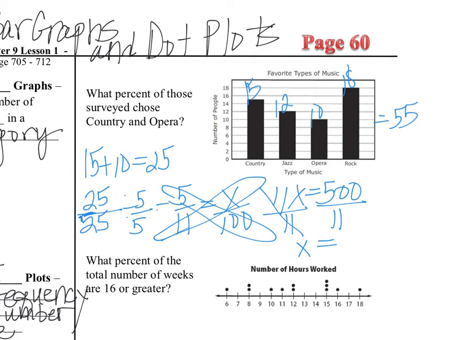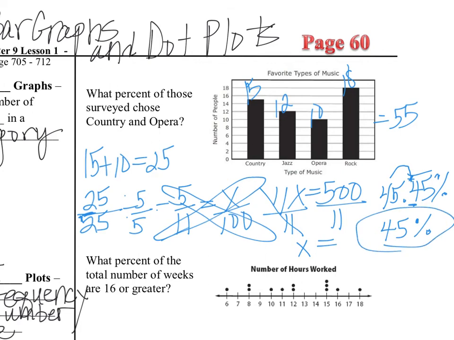That is correct. It comes out to be 45, and the 45 repeats, 45%. If you were going to change that to the nearest whole percent, the 4 would tell that 5 to stay. 45%. 45% of the people surveyed chose country and opera.